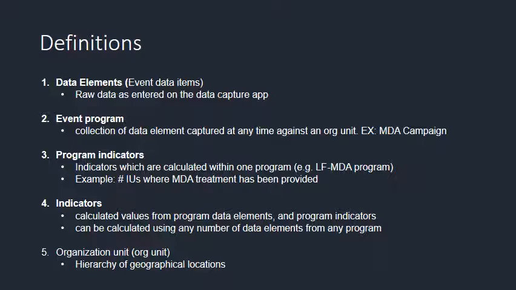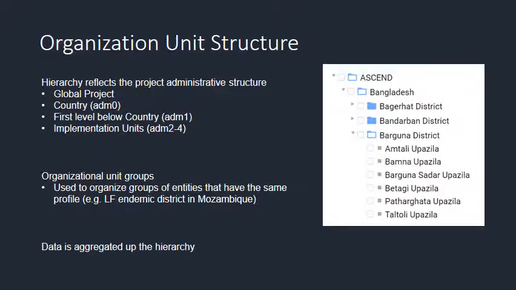And the final definition is that of organization units, also referred to as org units, which is the hierarchy of geographical locations. If we look a bit closer at the org unit structure, you will see it reflects the project administrative structure. In our case, in Ascend, we use the following hierarchy. At the highest level, we have the global project, in this case, Ascend. Below Ascend, we recognize our countries, which are 12, also referred to as admin 0. So they're the first level administrative divisions which we use in the project.